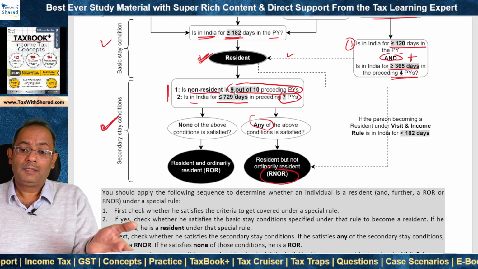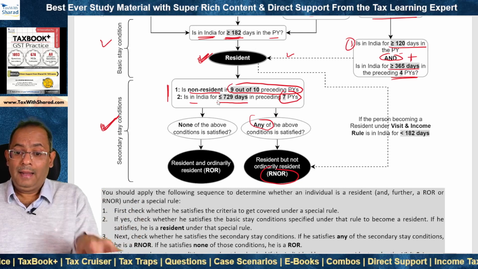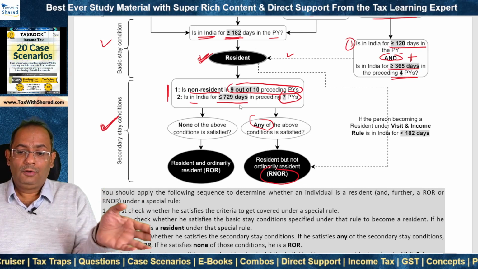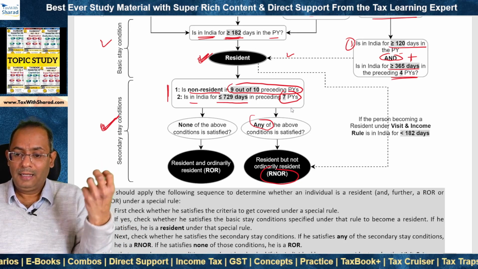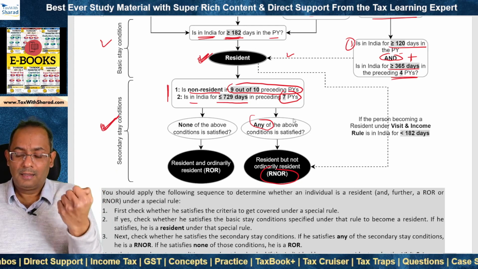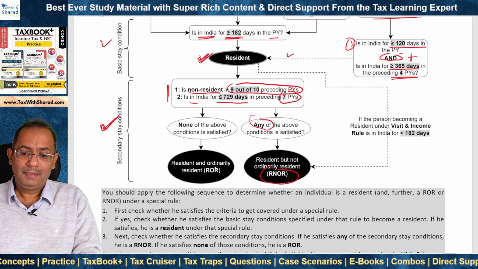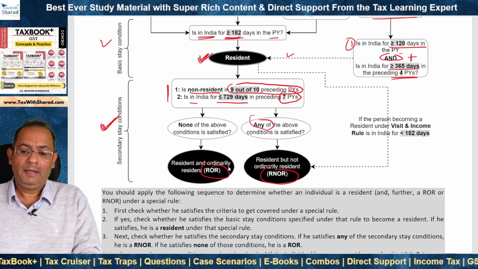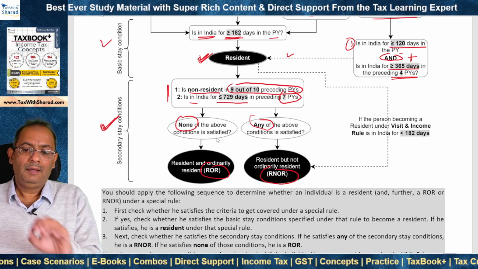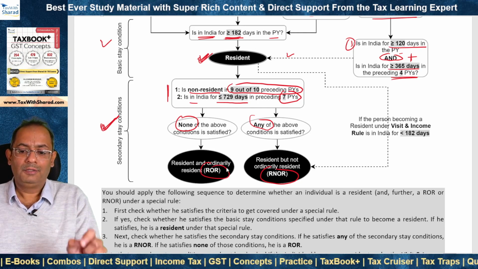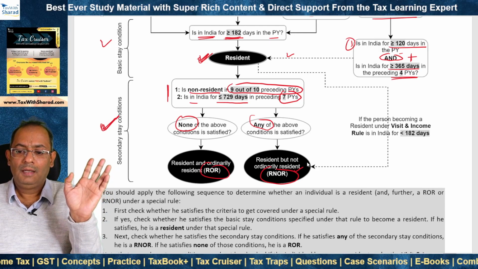So if the person is a non-resident in 9 out of 10 preceding previous years, and is in India for less than or equal to 729 days in the preceding 7 years, that means we can say that his connection or nexus with India is weak, and therefore he is treated as a not ordinarily resident, RNOR. Else he is treated as a ROR, that means resident and ordinarily resident. That means when none of the above conditions is satisfied, neither 1 is satisfied, neither 2 is satisfied, then a person becomes ROR. And if any or both of the above conditions are satisfied, then the person becomes RNOR.